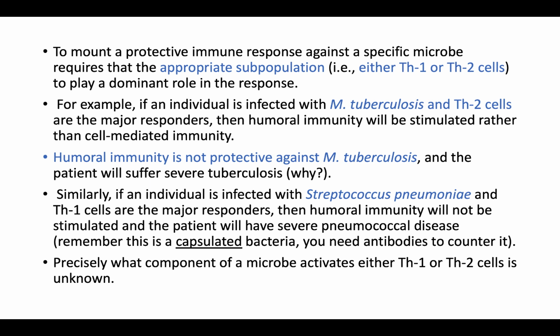Humoral immunity is not protective against TB because we know TB is an intracellular pathogen. And the opposite is true: if you have pneumonia, Streptococcus pneumoniae, it's a capsulated organism. I need to make antibody against this capsule so I can neutralize it. If you instead make a Th1 response, a cellular response, it does not infect cells, does not go inside cells. So the Th1 response will not be helpful, and again, you will have a severe infection.